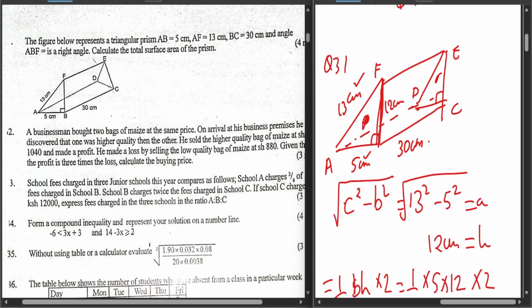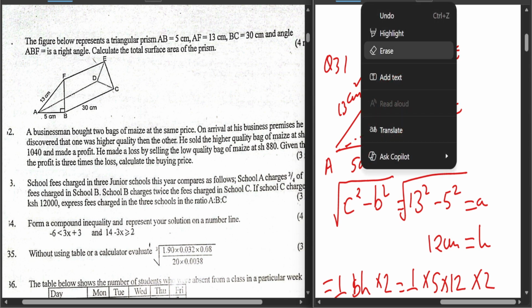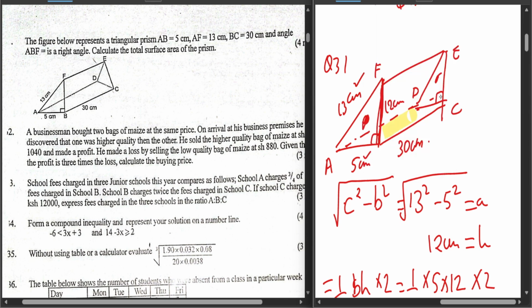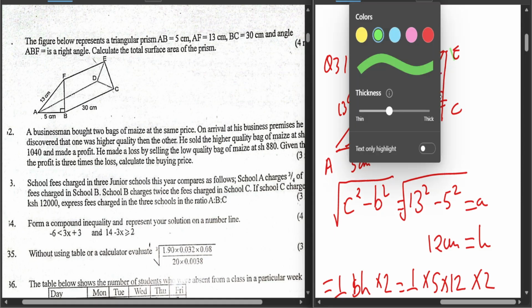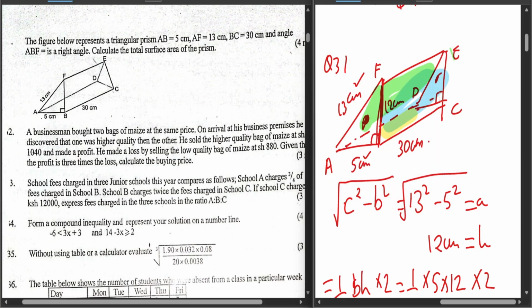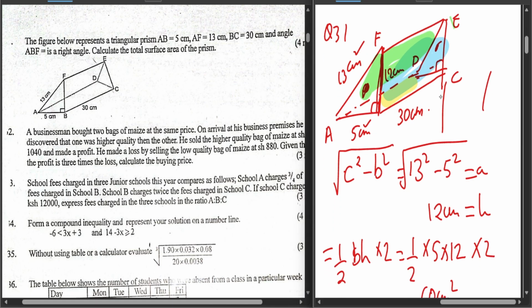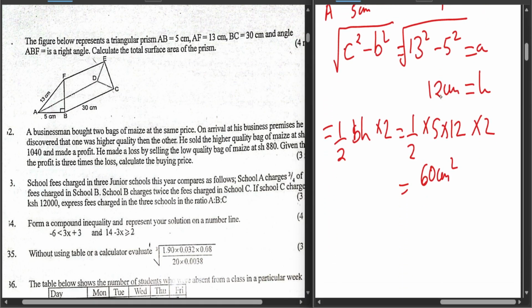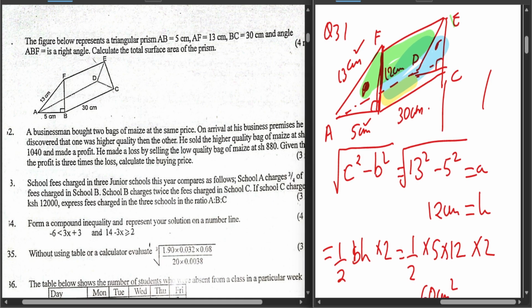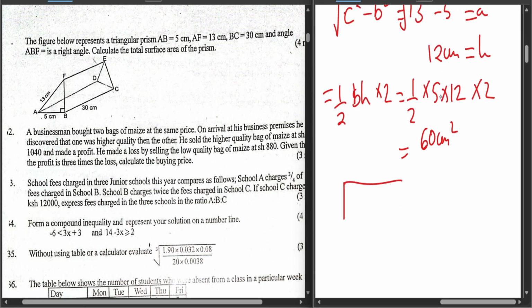Now we still have other shapes. We have three rectangles, and let me use a highlighter. We have this, we also have this, and we also have this. Each one of them has its own length and width. So for the first one, which is the bottom one, it has a length of 30 and a width of 5. So if you take 30 times 5, it's going to give you 150 centimeters square.